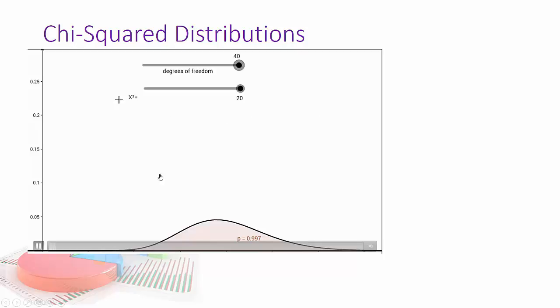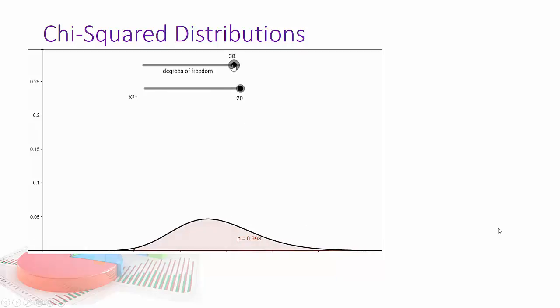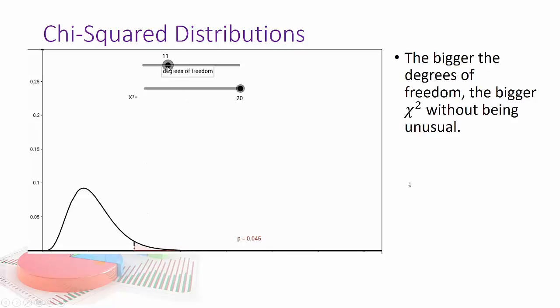So let's take a look at a few chi-square distributions here. This is off of GeoGebra. Here I have a chi-squared of 20, which seems huge. And you can see that the probability for this model is fine because it has 40 degrees of freedom. But as I lower the degrees of freedom, the curve changes a lot. It's not like the t-distribution, which has fatter tails. This one is really changing. And you'll notice that it only goes to the right. So the bigger the degrees of freedom, the bigger chi-squared is without being unusual.